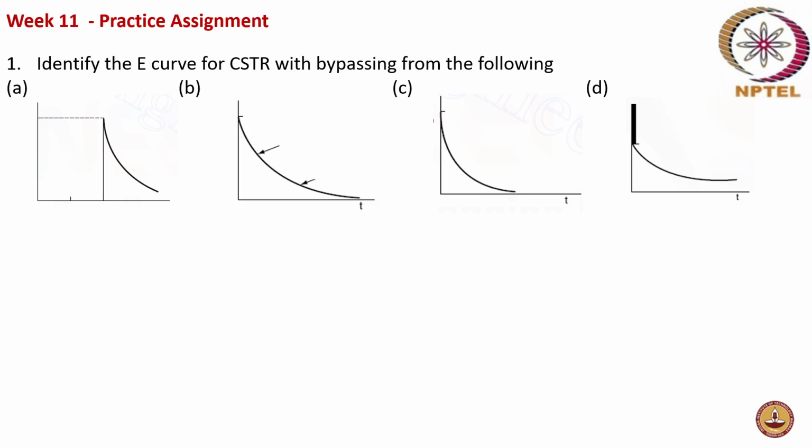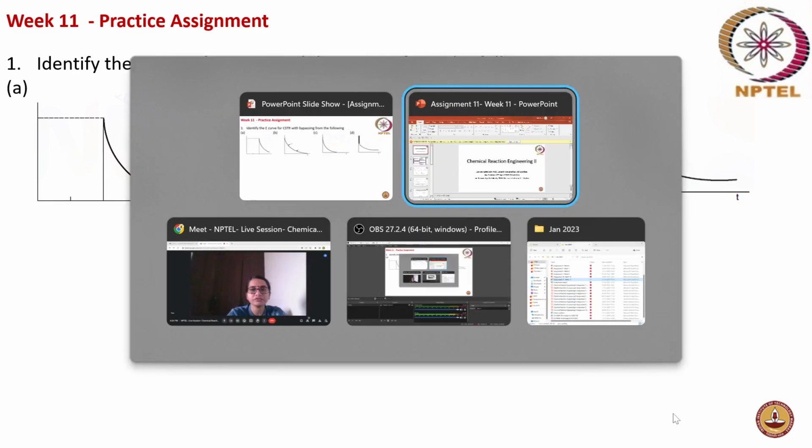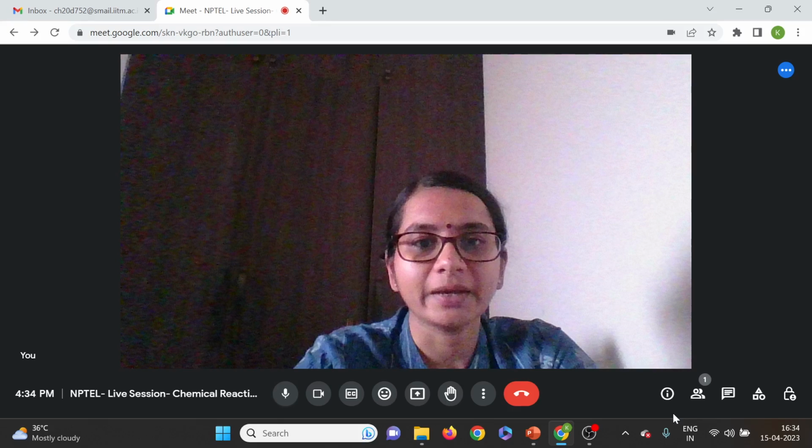And then the final option D shows a curve where there is a rapid fall initially at time t equal to 0, and then there is an exponential decay with time. So which of these matches a bypassing? Whether it is option A or option B or C or D, which of them matches the CSTR with bypassing?